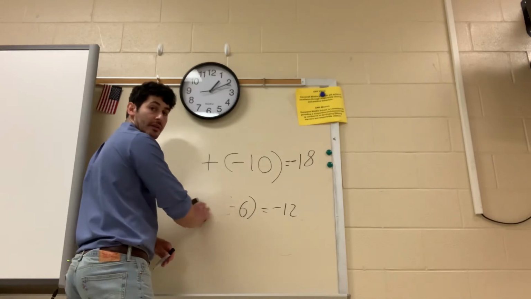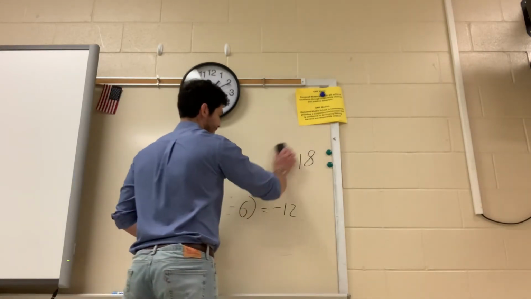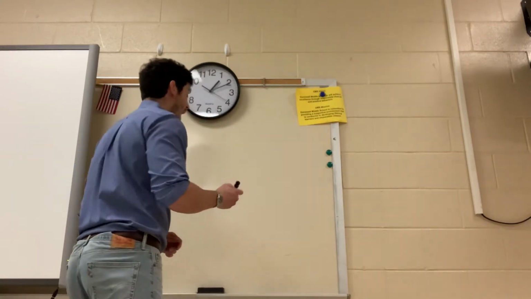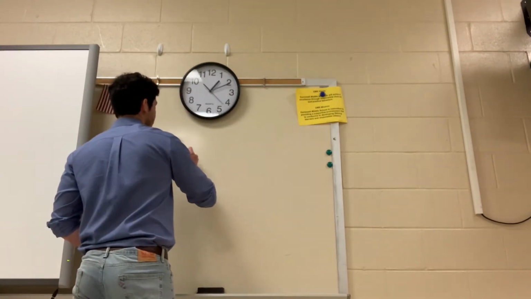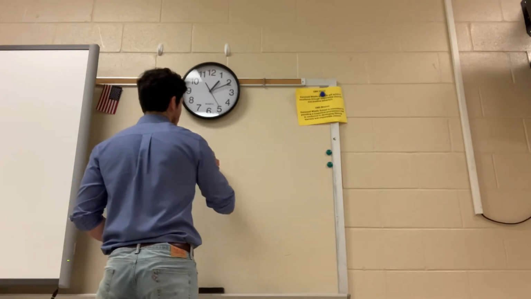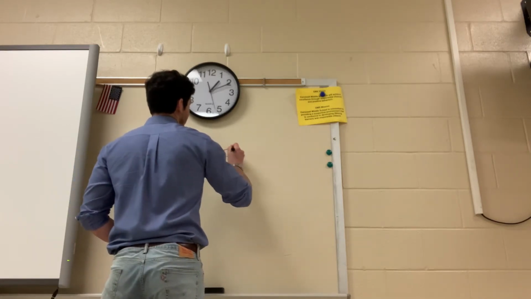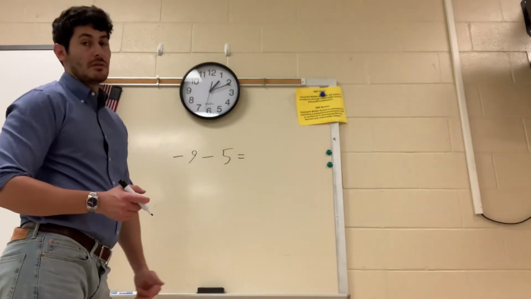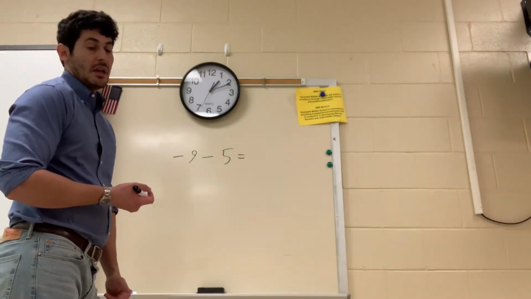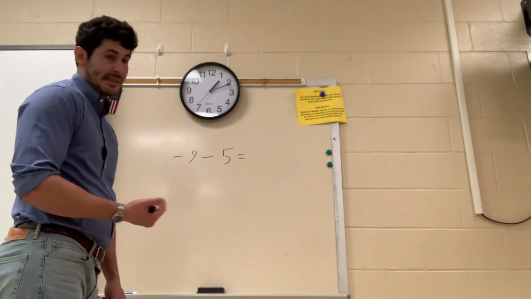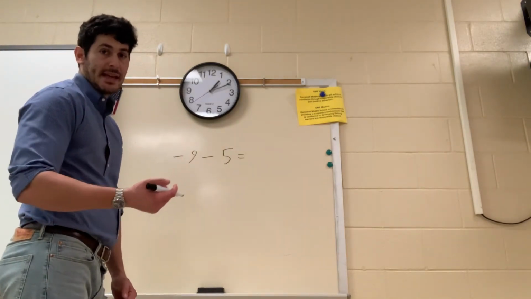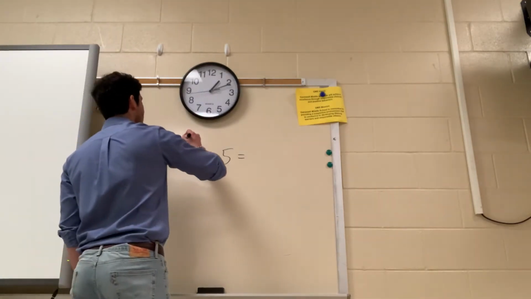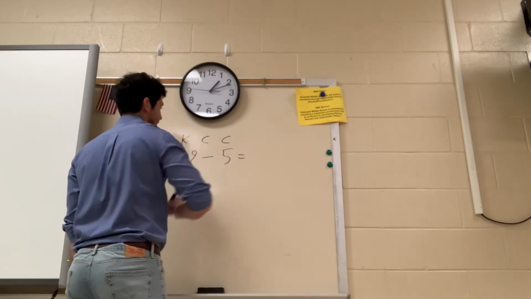So now we're going into subtractions. All right, so I've got -9, take away 5. All right, so now I'm not adding anymore, I'm subtracting. What I teach is a simple rule. It's called KCC, keep, change, change. So K, C, C, right?